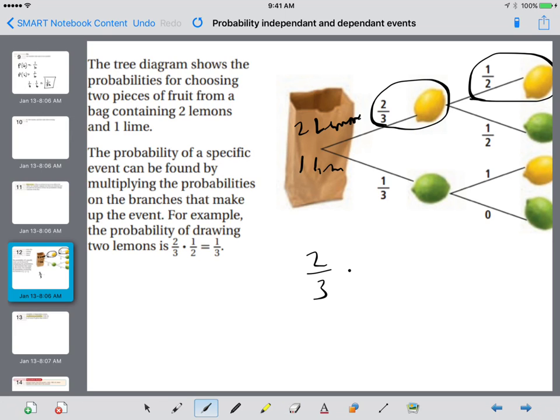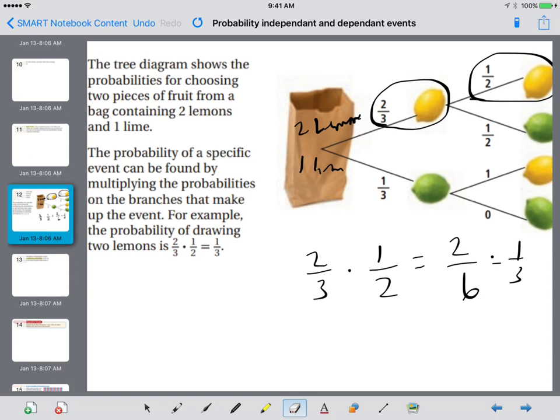So we assume that that lemon was pulled first, and we would multiply with the probability of 1 out of 2 to get a probability of 2 out of 6, or 1/3. Now this is what happens when we assume.